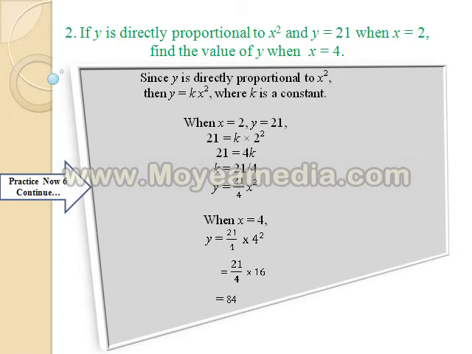You could divide 21 by 4 and get something in decimal point, and that will also work. And now coming to the question, it says we need to find the value of y when x is equal to 4. So I just replace the x with 4 in the relationship. 4 squared is 16, remember, 4 squared is not 8, 4 times 4 is 16. So you get the value of y as 84.